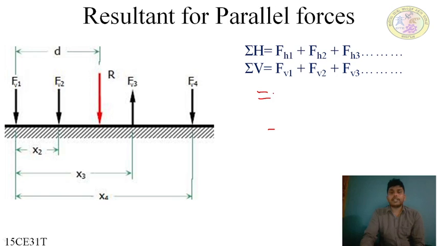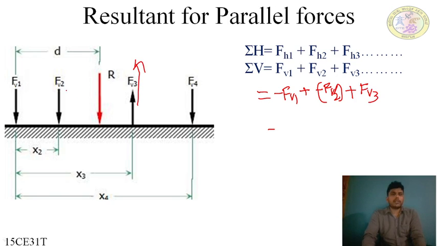Sigma V in this case: F1 is in the downward direction, so minus FV1, and minus FV2, which I will write in a bracket, plus FV3. Why is it plus? Because it is moving in the upward direction. Downward direction is negative, and upward direction is positive. Then minus FV4, which is in the downward direction. This will be the sum of all vertical forces, that is the V component, sigma V, particularly for this figure.